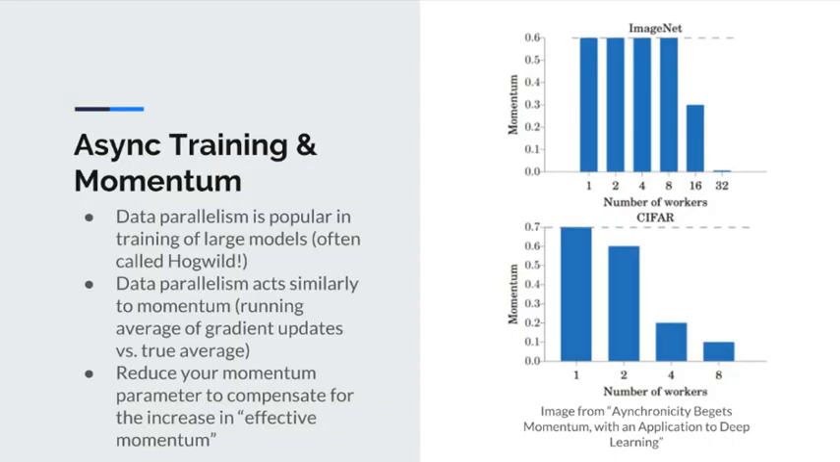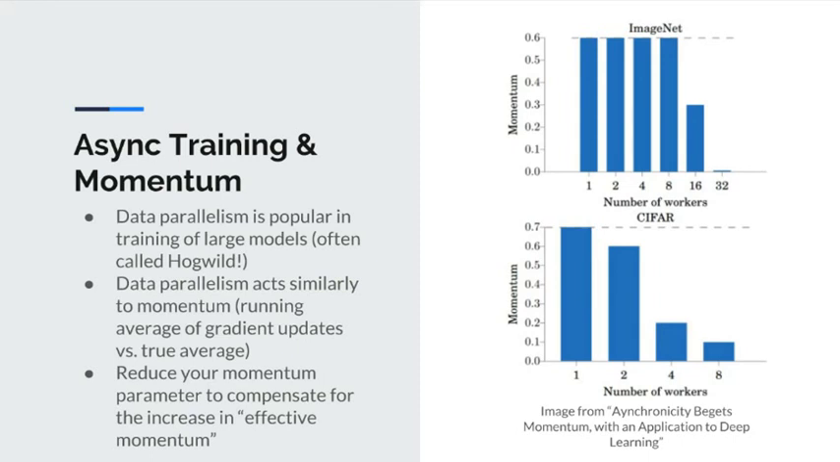Just like there's a relationship between learning rate and batch size, there's a relationship between asynchronous training setups and momentum. Data parallelism is popular in the training of large machine learning models. You may have heard of it called hog-wild. And data parallelism acts similarly to the way momentum acts. Whereas momentum computes the running average of gradients, data parallelism computes the average of gradients over a batch of workers.